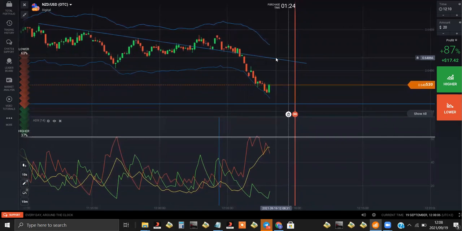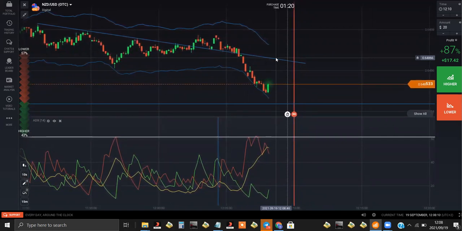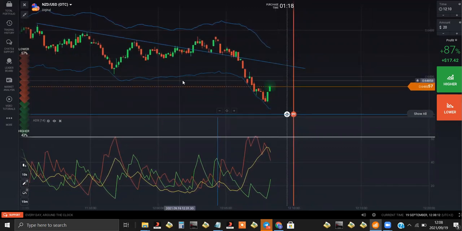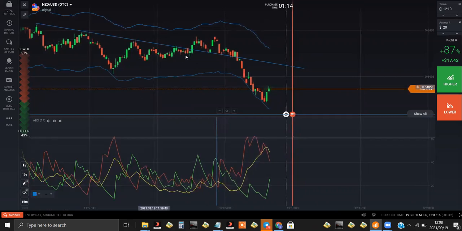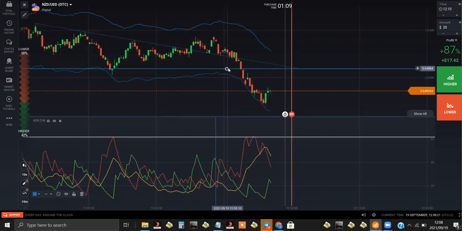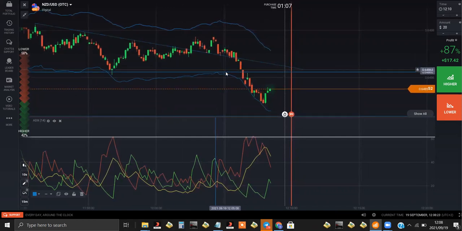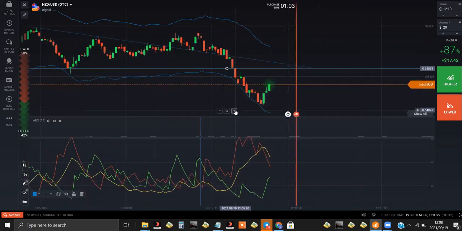But let's wait a bit and see, because I want a pullback maybe. Yes, that's what I want. I want a pullback, maybe somewhere close to this line here. Yes, somewhere around this line, I'm going to execute a sell.